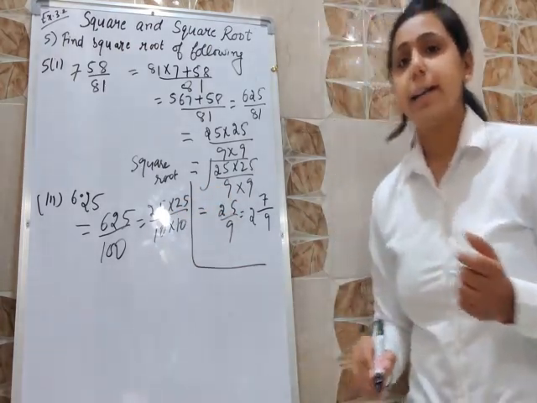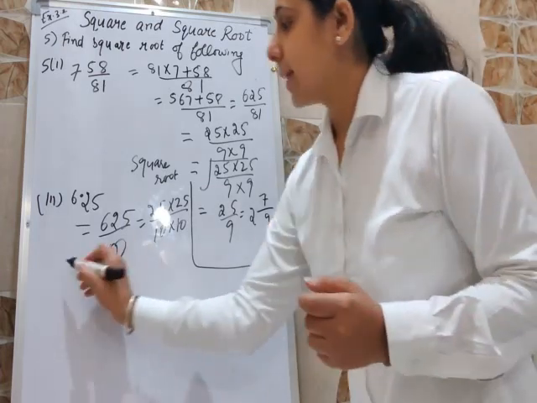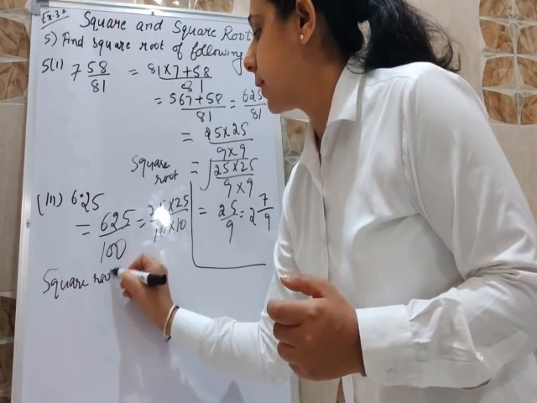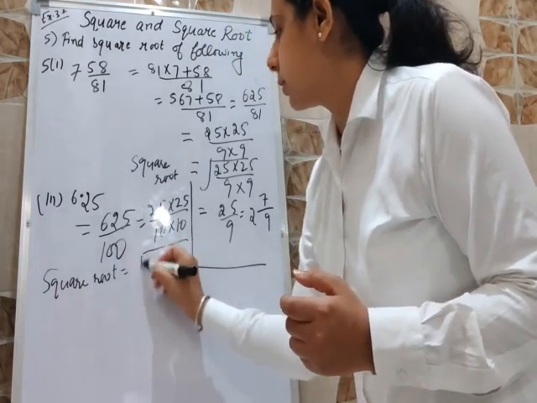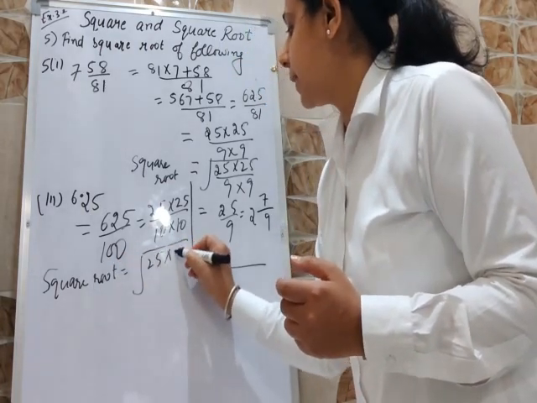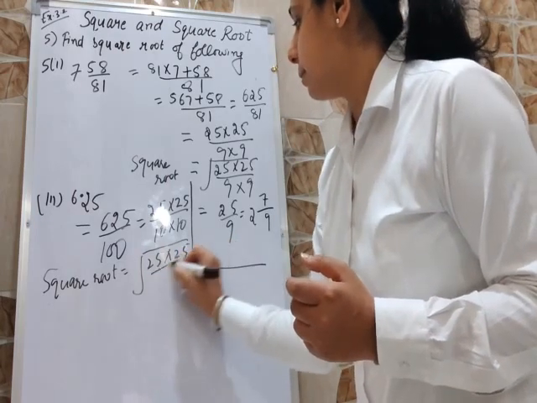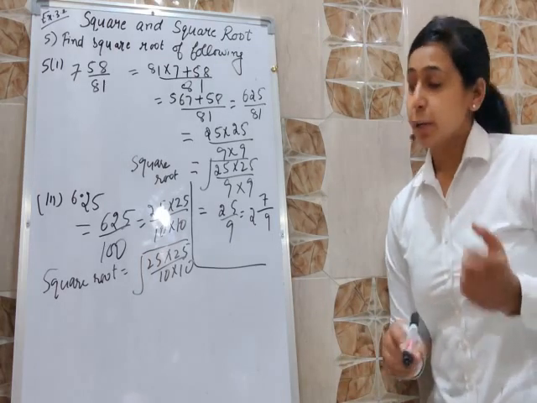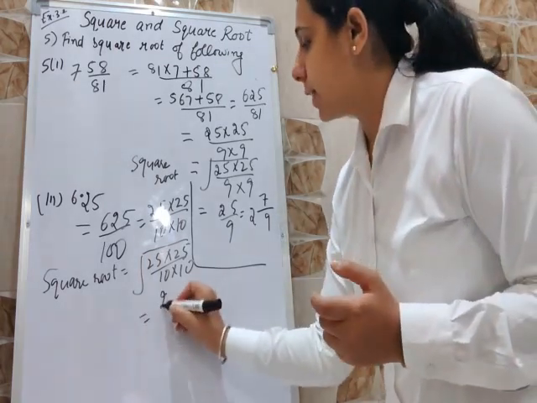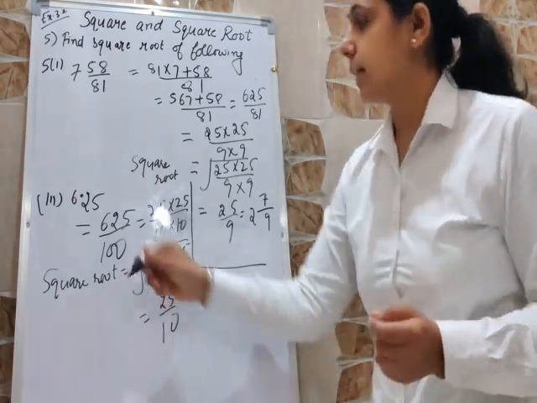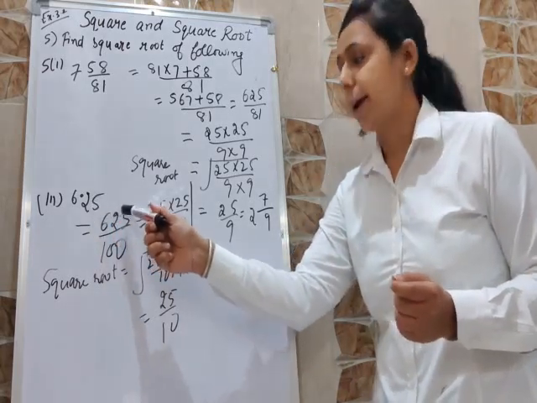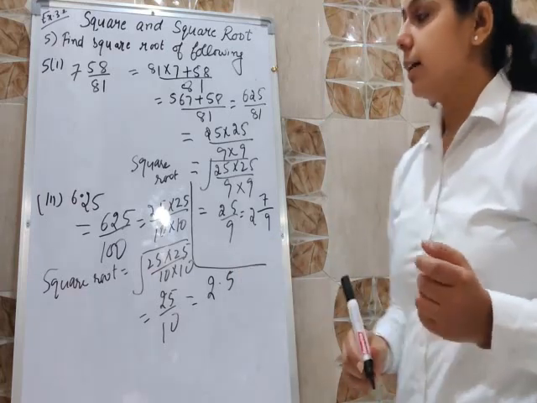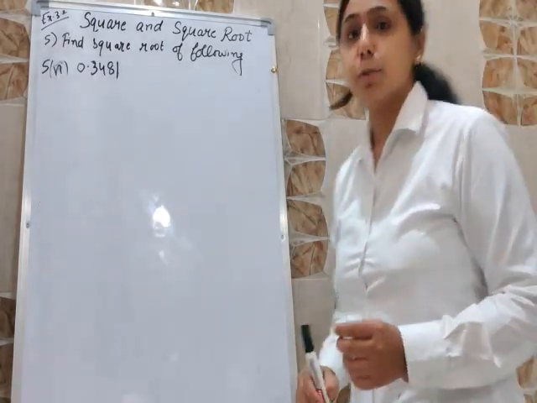Now I want to find out the square root. So you can write here square root is equal to 25 multiply 25 by 10 multiply 10. What you will get here? You will get here 25 over 10. The question is given in the form of a decimal or in points. So you can write here 2.5. So this is the third part of it.